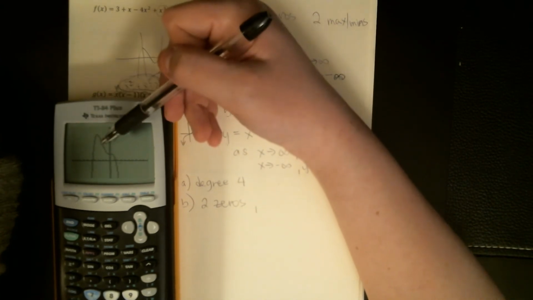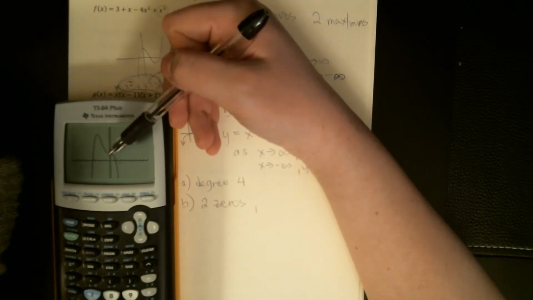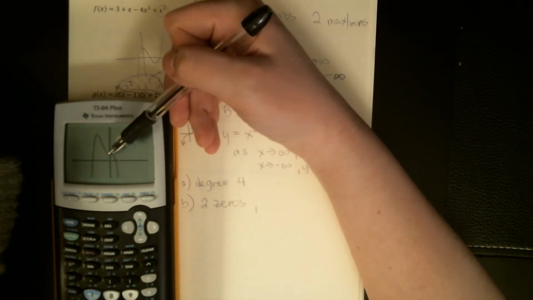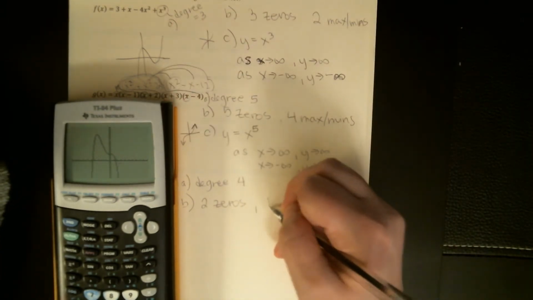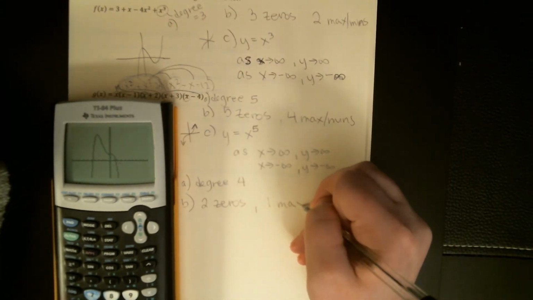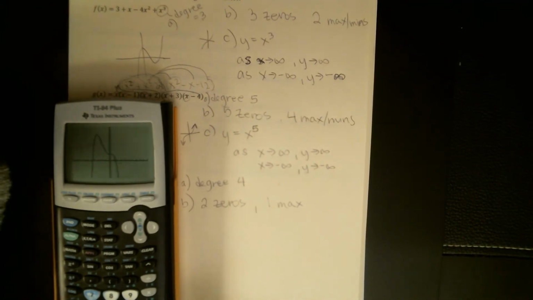It is interesting. It's an inflection point. You switch from concave up to concave down, but it's not a local max or min. So I'm actually only seeing one. In this case, it was a local max. Okay, so you can see that this one doesn't follow the rule.